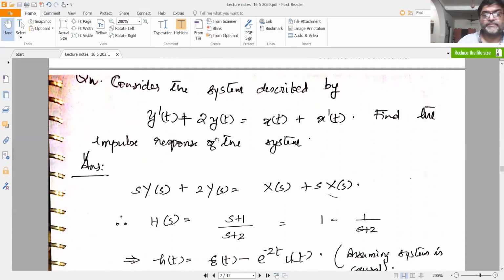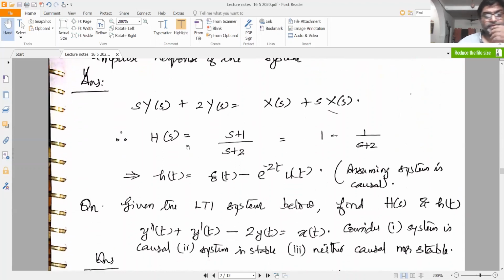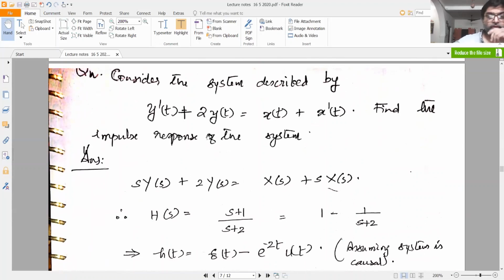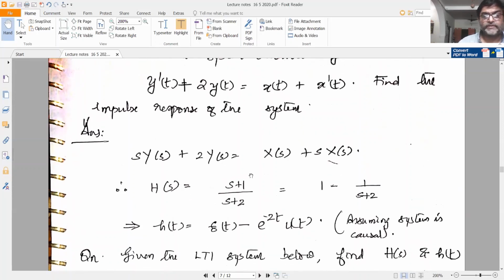So consider the system described by y dash of t plus 2y of t is equal to x of t plus x dash of t. Now let us find out the impulse response of the system. The answer is computed very easily. You just take the Laplace transform throughout. If you take the Laplace transform throughout, you will get s Y of s plus 2 into Y of s is equal to X of s plus s into X of s.